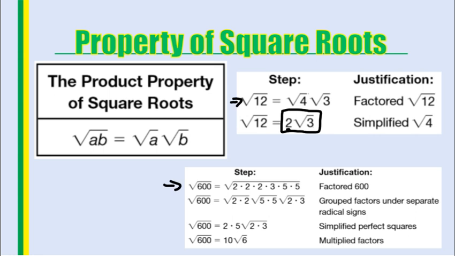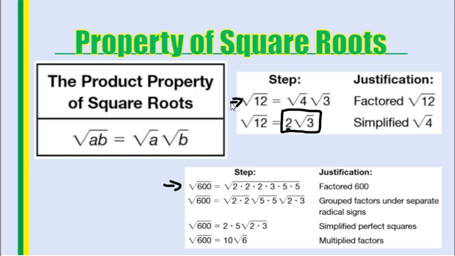So another example here, you have the square root of 600. They're breaking it down with prime numbers. So remember, prime numbers have exactly 2 factors. Usually you have your 2s, 3s, 5s, 7s. Those are the main ones that you're going to be using.